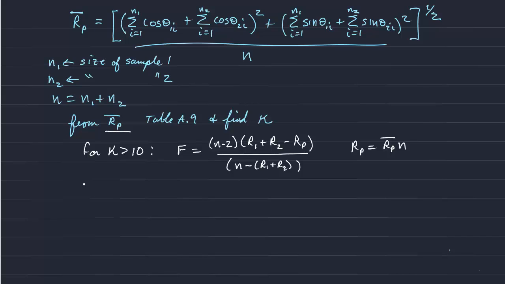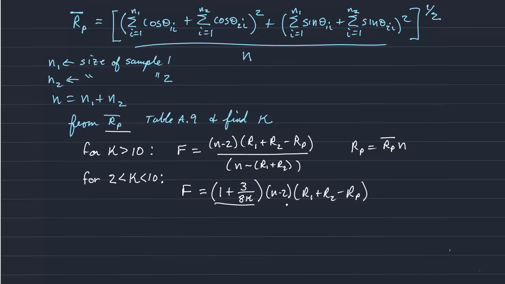Now, if we find that kappa is less than 10 and greater than 2, then we use a more accurate equation for F, and that is F equals 1 plus 3 over 8 kappa, times n minus 2, times the sum of R1 plus R2 minus the length of the pooled vector, and that's all over n minus R1 plus R2.